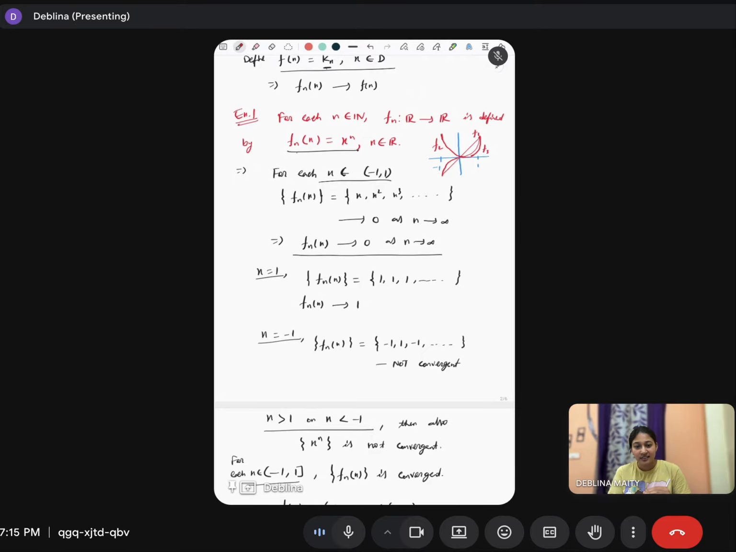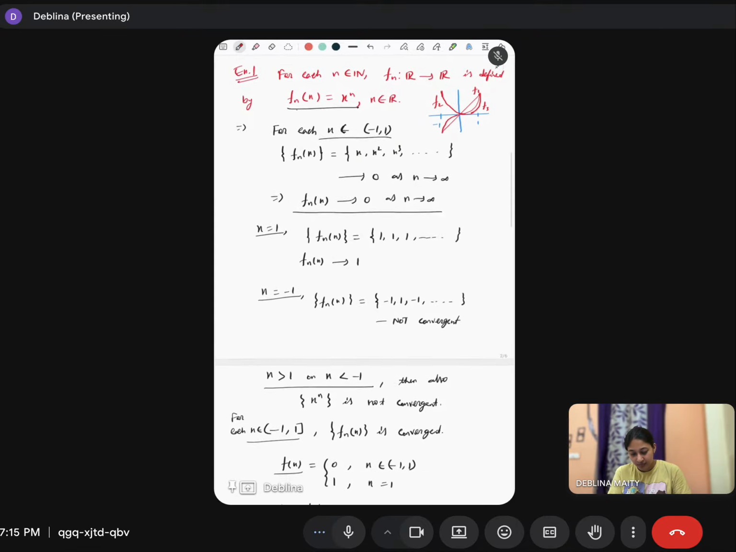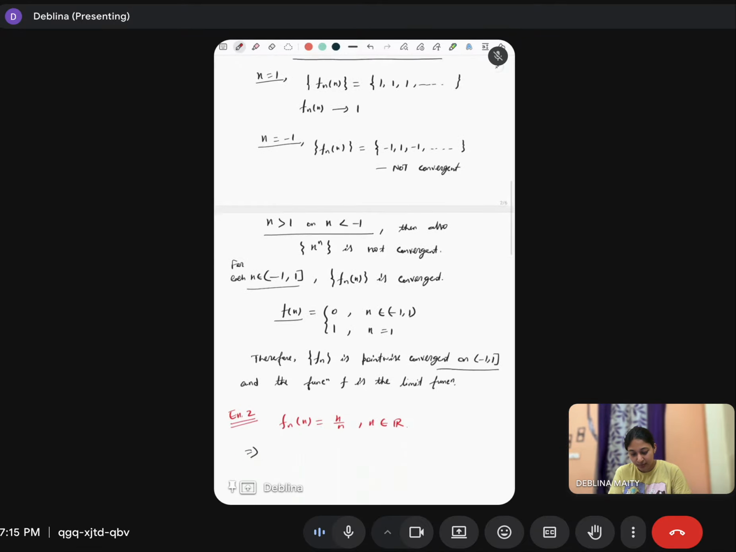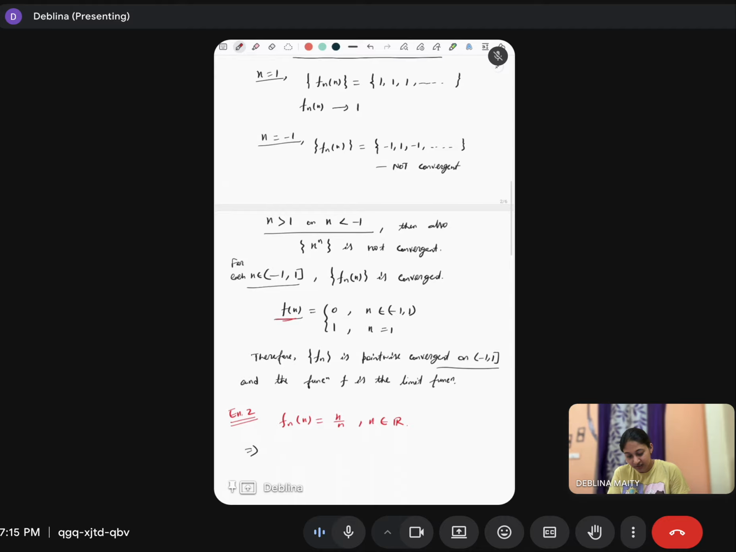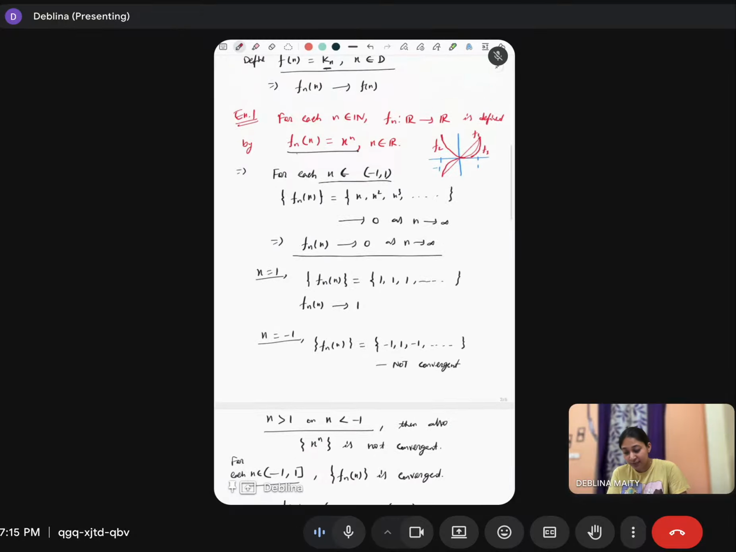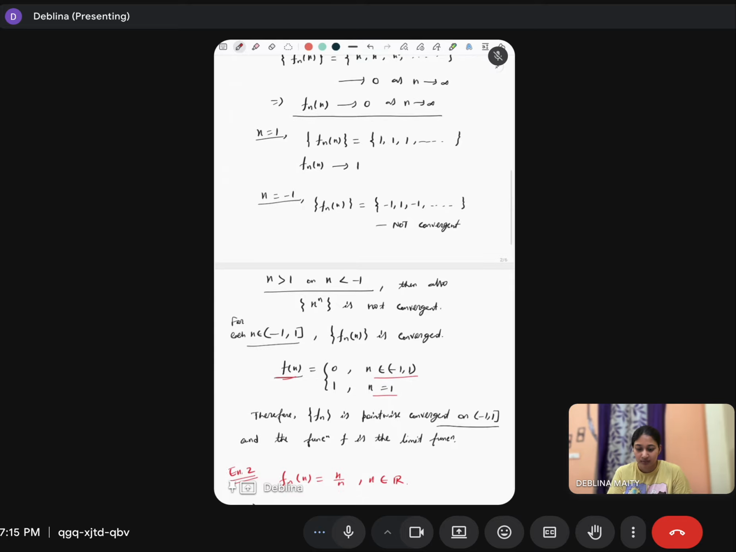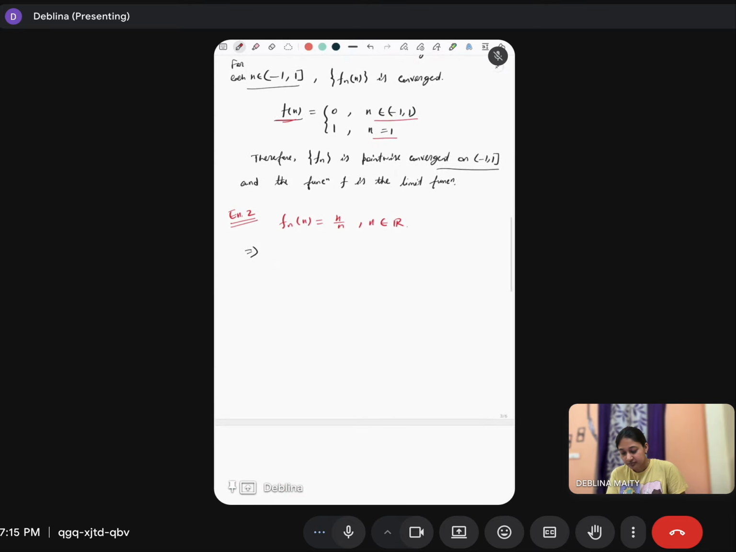Now like this, it is going to be 0. Not 0, the limit function is 0 when x belongs to -1 to 1, and 1 when x is 1. So it is a discontinuous function, right? But all of these fn(x) are continuous functions, but they are converging pointwise to a discontinuous function, right?